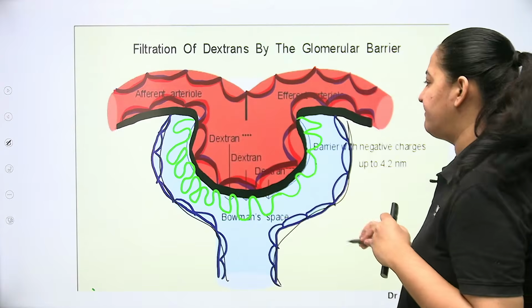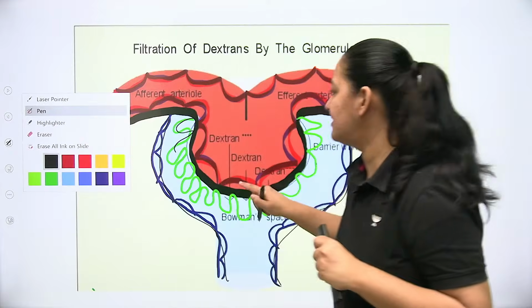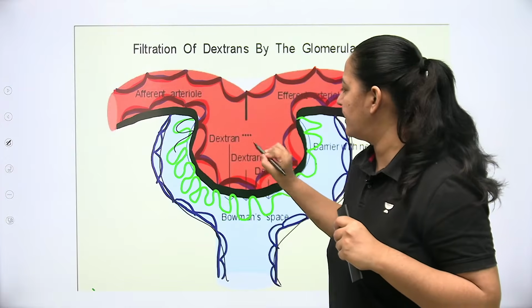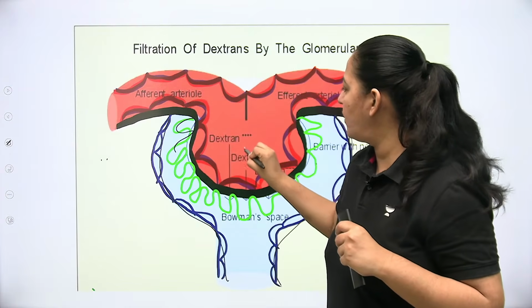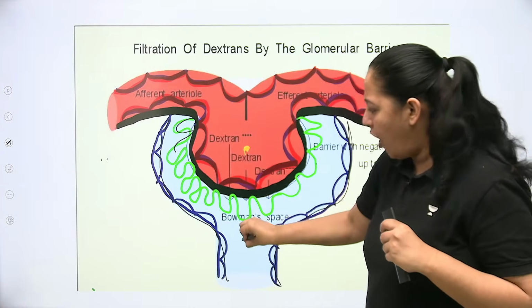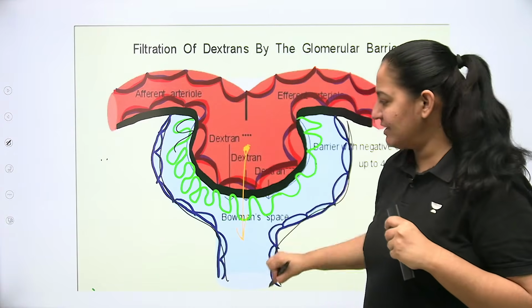Now you tell me that when a substance, this is a substance. Let me show you one of the substance. So imagine one of the metabolic waste is present here. I don't know why the pen is not working. Okay, this is one of the metabolic waste. Can you see? It has to cross. It has to get excreted in urine. So it has to cross the filtration barrier.